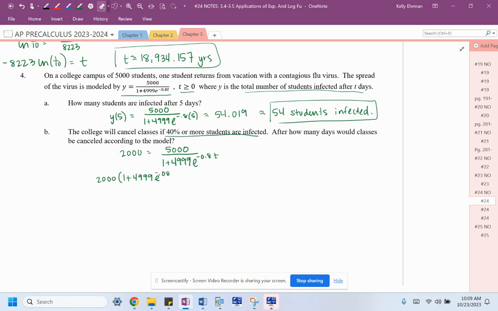And be careful how you write this. I just wrote 0.08, and that was wrong. It's negative 0.8t. The reason I say don't distribute is because you're going to turn around and divide 2,000 to the other side. Five over 2, or 2.5. All right, and then we subtract 1. Divide by 4,999. e to the negative 0.8t is equal to this.